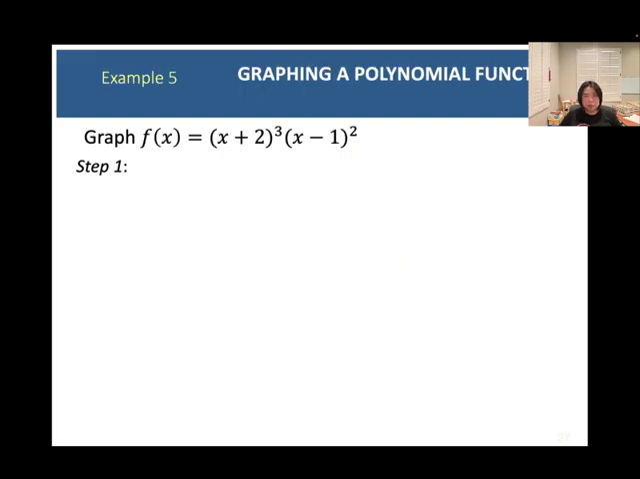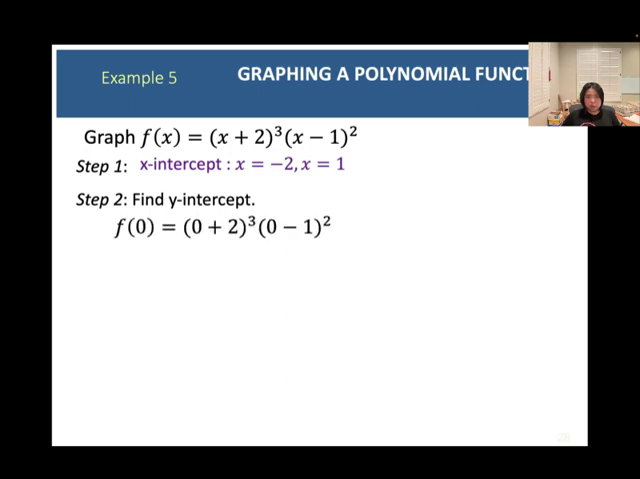Okay, this example. I've already factored the polynomial. I just want you to first find the x-intercepts. For the x-intercepts, you're going to set this equal to 0. So what did you find for x? Check your work. You should get x equal to negative 2 and x equal to 1. And now, find the y-intercept. You're going to plug in x equal to 0. So f(0) will be equal to 8, right? So (0, 8) will be the y-intercept.